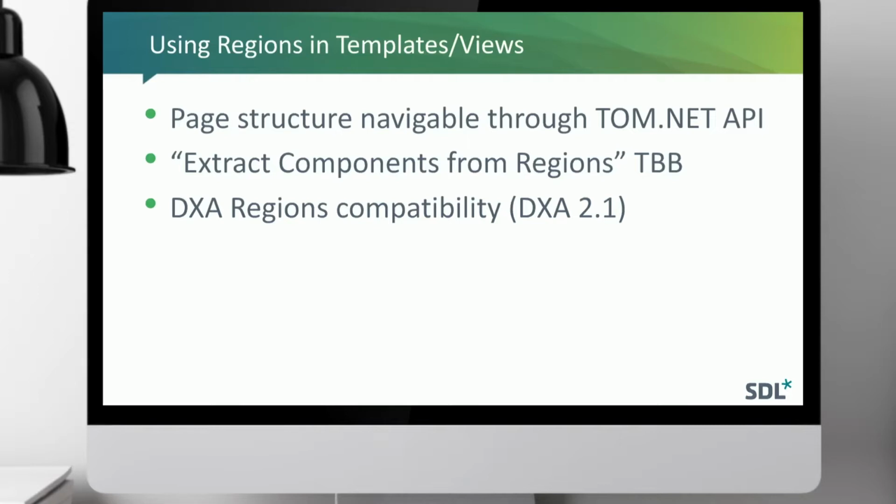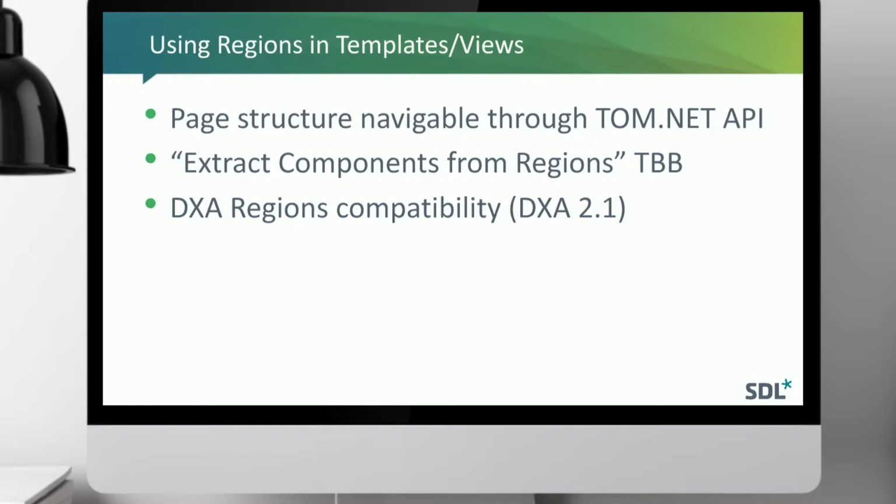So this is basically the user experience we were focusing on with this feature: to make it, especially in the CME, a lot clearer what the page structure is and give better guidance. If you then look more technically, if I've done this, how do I use these regions in my templates or views? In general, you already saw the page structure is now explicit in the CME. It will also be navigable through the Tom.NET API. I'll come back to that a bit later.